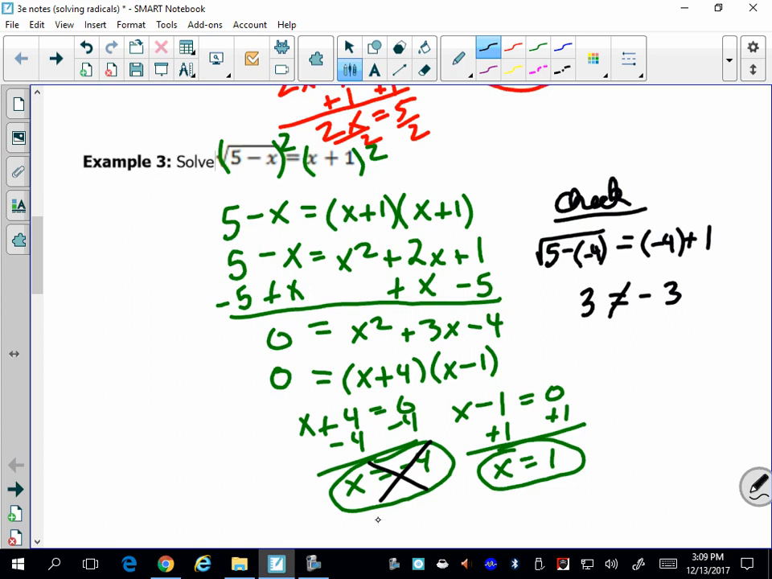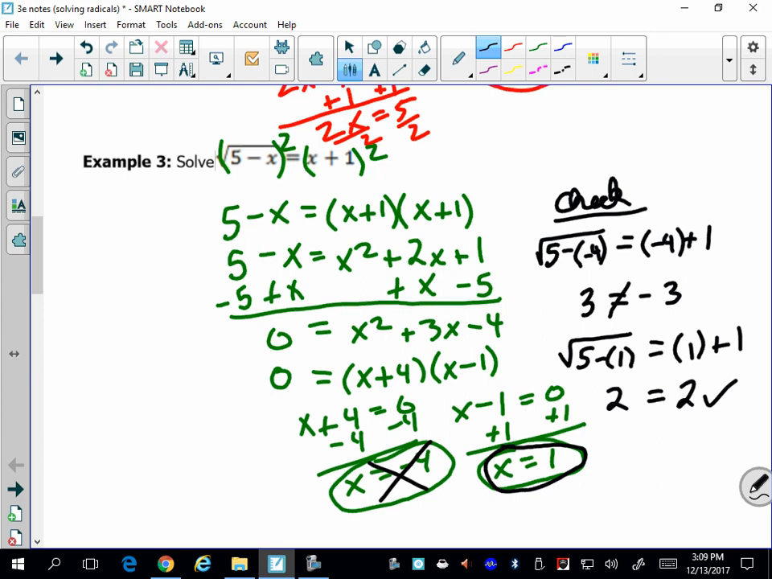Now if you check 1, 5 minus 1 equals 1 plus 1. 5 minus 1 is 4, square root of 4 is 2. The right side, 1 plus 1 is 2. That's good. So x equals 1 is our only solution in this case.